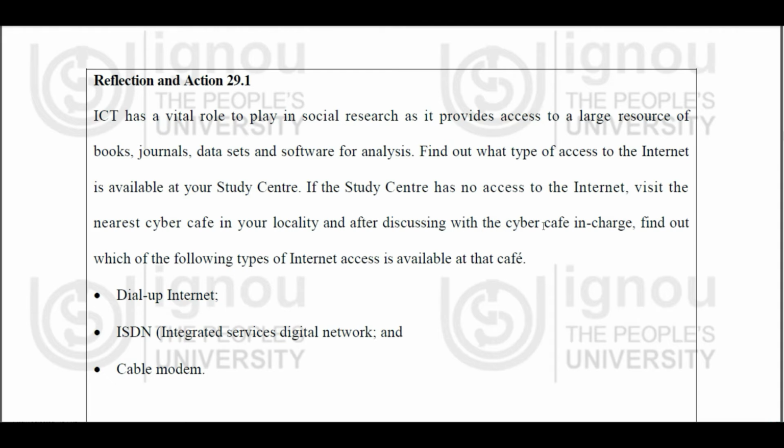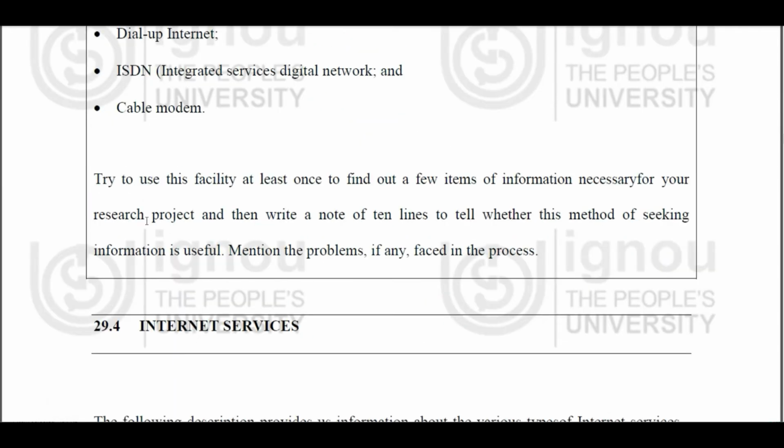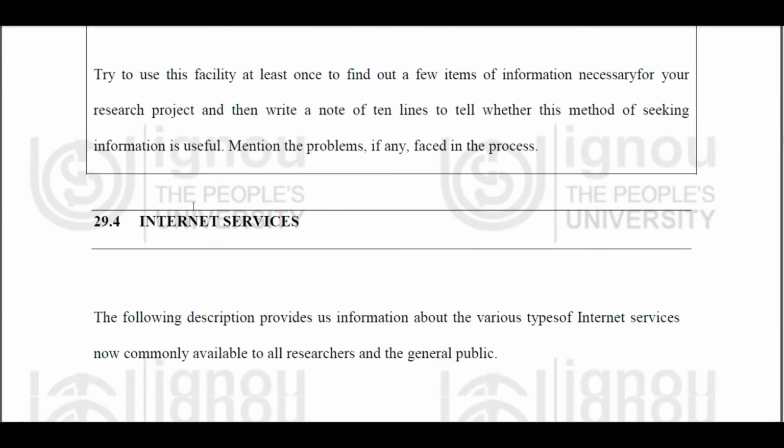After discussing with the cyber cafe in charge, find out which of the following types of internet access is available at the cafe: dial-up internet, ISDN internet service, digital network, and cable modem. Try to use this facility at least once to find out a few items of information necessary for your research project, and then write a note of 10 lines to tell whether this method of seeking information is useful. Mention the problems, if any, faced in the process.